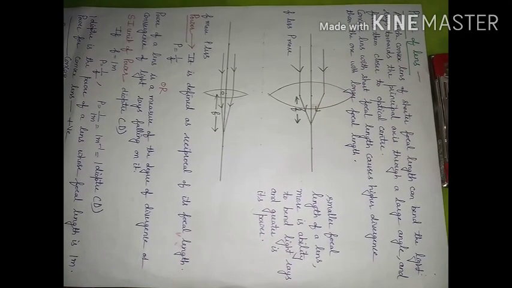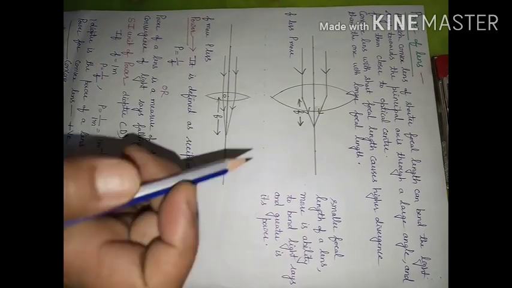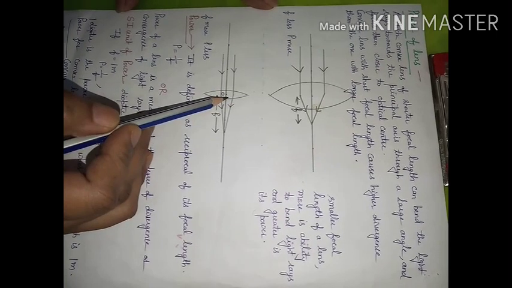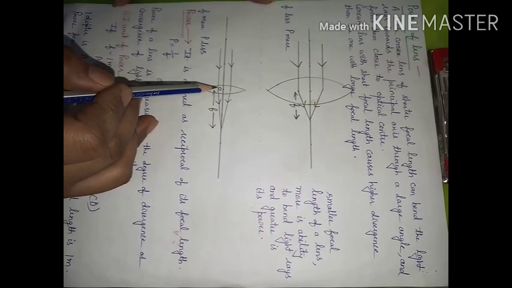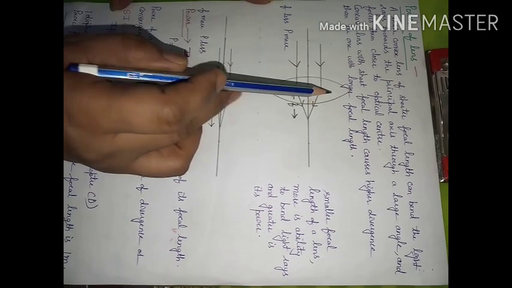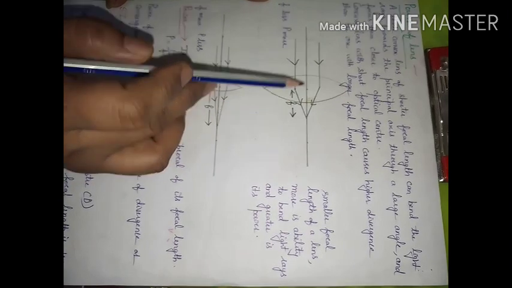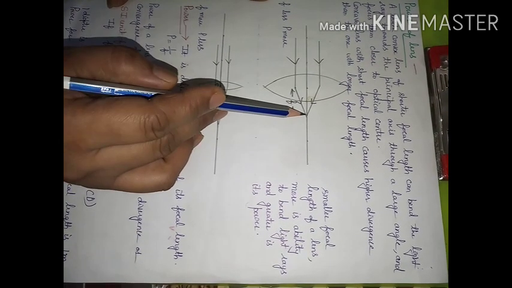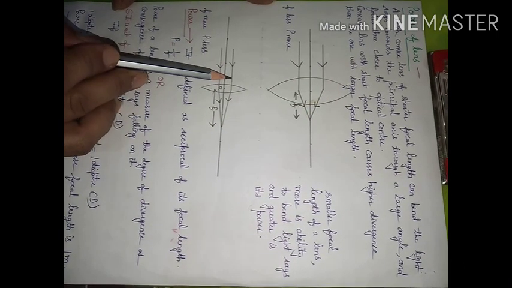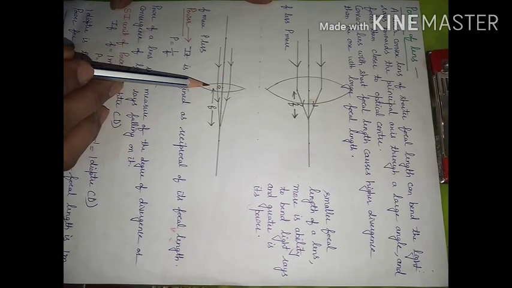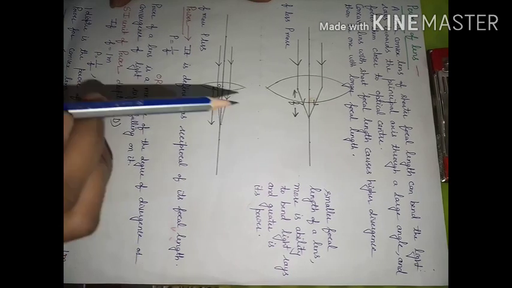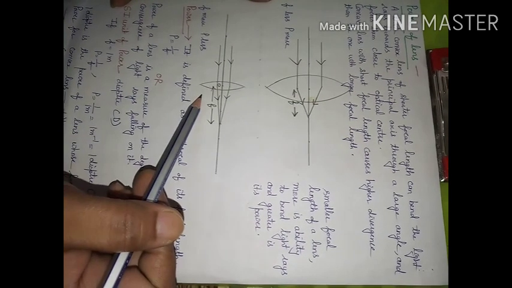Today we will discuss power of a lens. Consider this lens. This is a convex lens and this is also a convex lens. This is thick, this is thin. In this case also a parallel beam of light is falling on a convex lens and it is going to converge at this point. In this case also a parallel beam of light is passing through a convex lens and it is converging at this point. Now what is the difference between this diagram and this diagram?